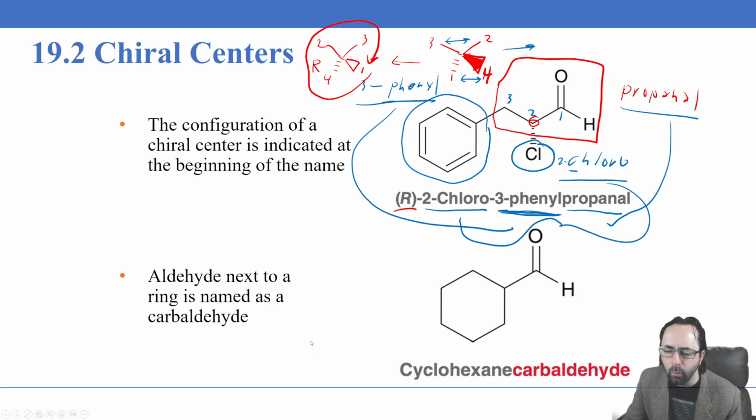There are some kind of weird common names here that can be used. If you have an aldehyde that's attached to a ring, it can be named carbaldehyde, like we have here. So we have cyclohexane carbaldehyde. So that's another name that can be used here.